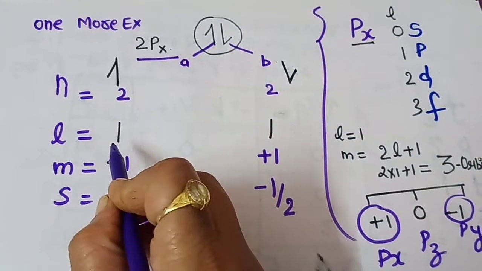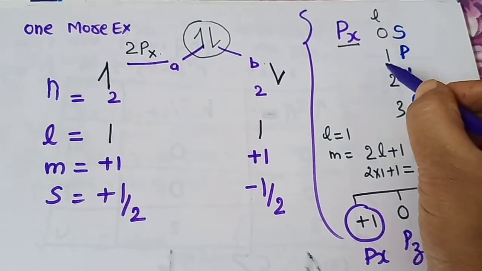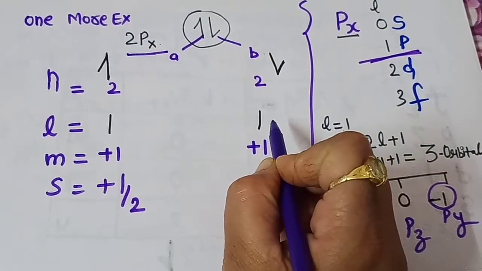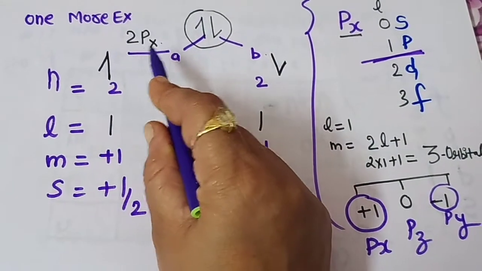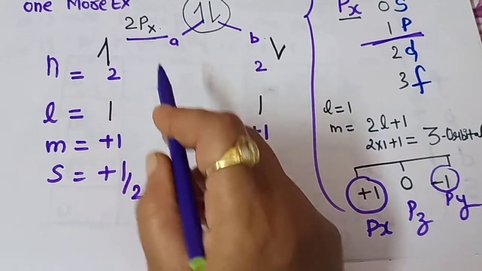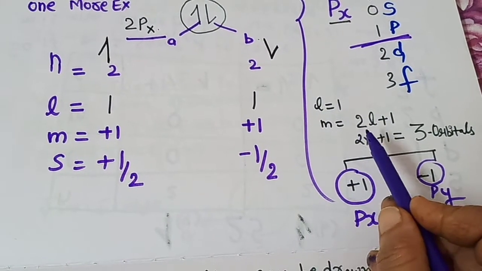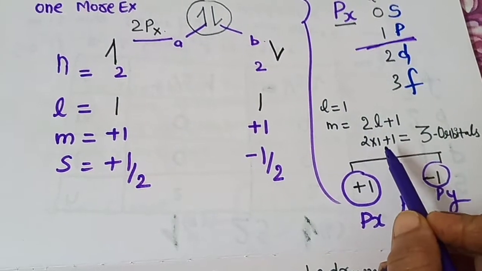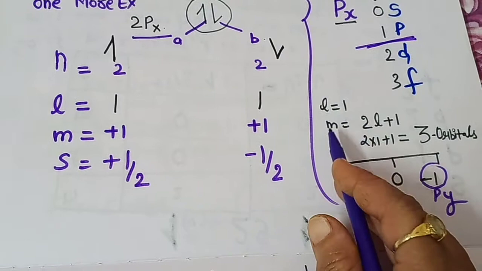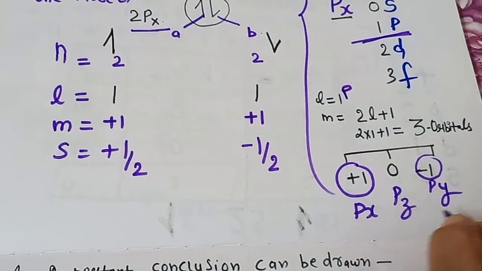Then for L, it is p. We can write 0, 1, 2, 3, so L is 1 when it is the p subshell. So we write L equal to 1 for both. Now what is the m value? It is given as the px orbital. In my quantum number video, I already explained how we find this value. Once again, when L is equal to 1, the number of m values is 2L plus 1, so 2 into 1 plus 1 gives 3. This means the p subshell has 3 orbitals, px, py and pz.